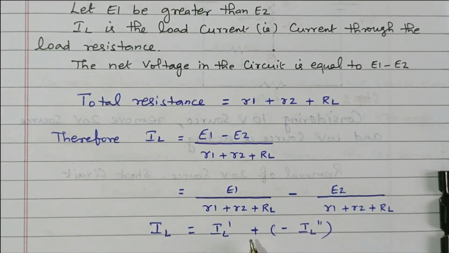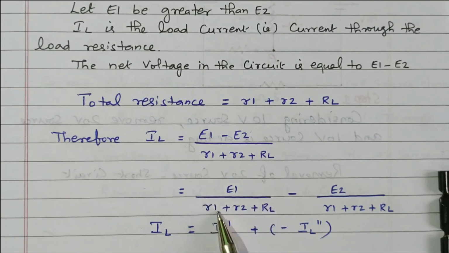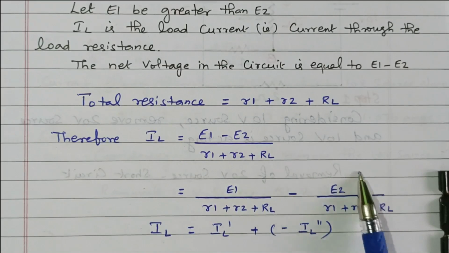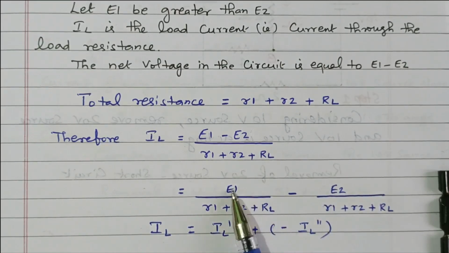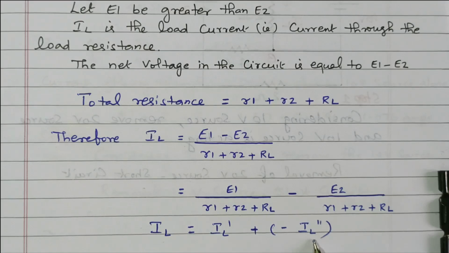So in the problem, first we can consider only E1. We can find IL dash, with E2 removed. Then consider only E2, with E1 removed, and find the term, that is IL double dash. So the sum of these two is the total current. Right. So this is the description given. Based on that, the description is verified with the equation. I will go for the further details.